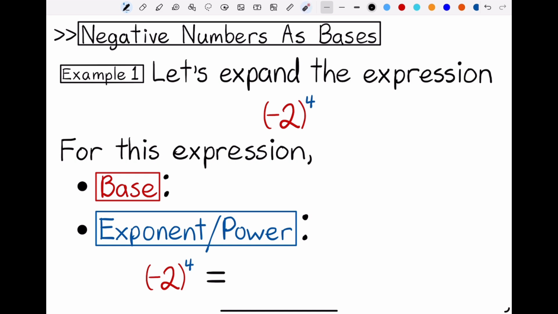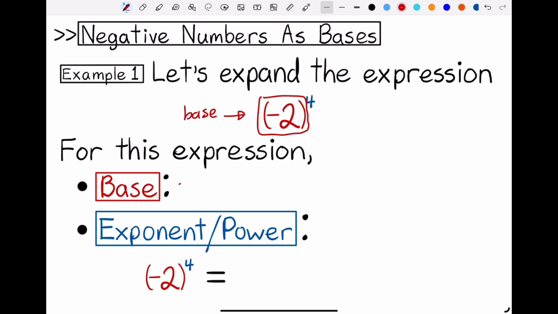Let's expand the expression negative 2 to the fourth power. We first need to identify the base and the exponent, and we could also call the exponent the power. The base is written larger than the exponent, and the exponent is written in the upper right hand corner of our expression. And since negative 2 is written larger than the 4, that tells us that negative 2 is going to be our base.